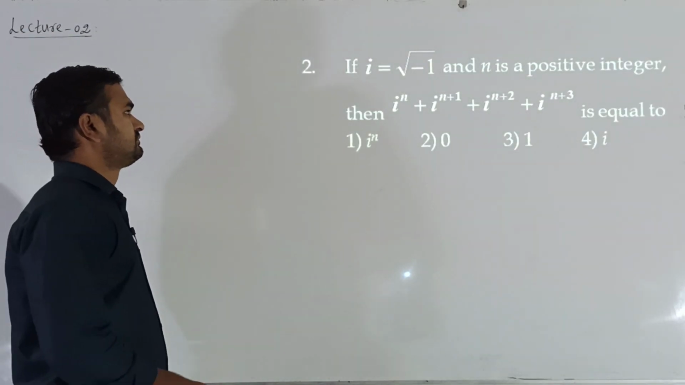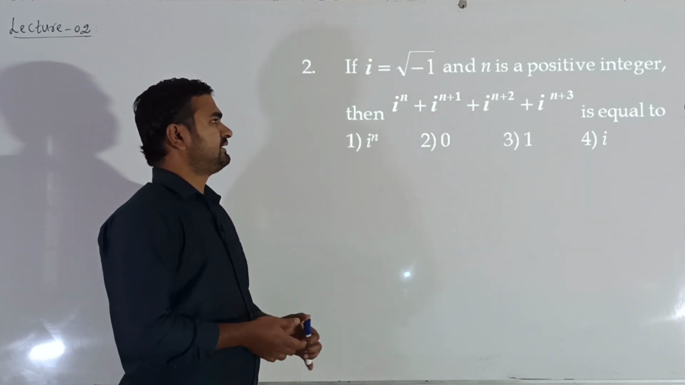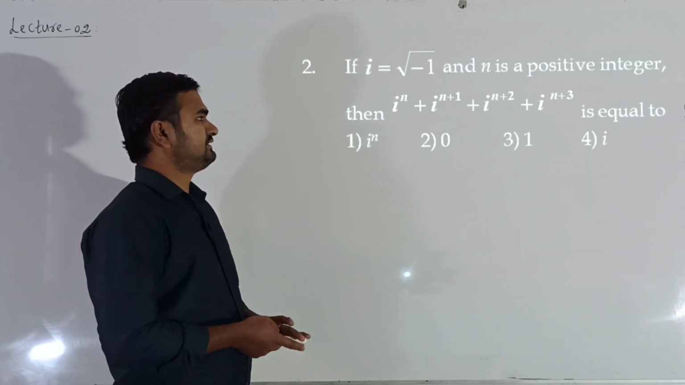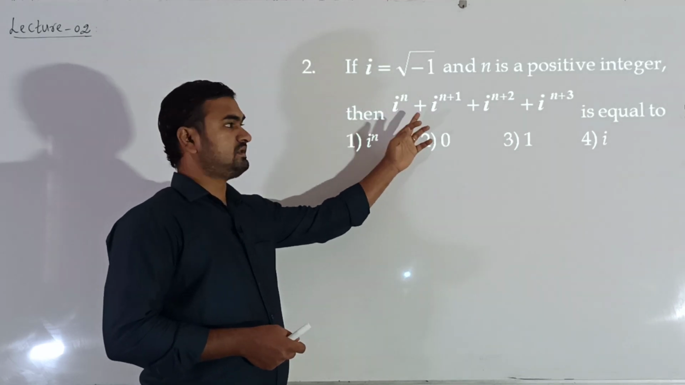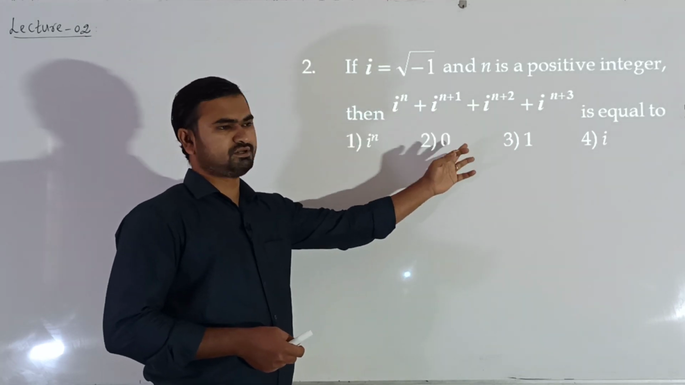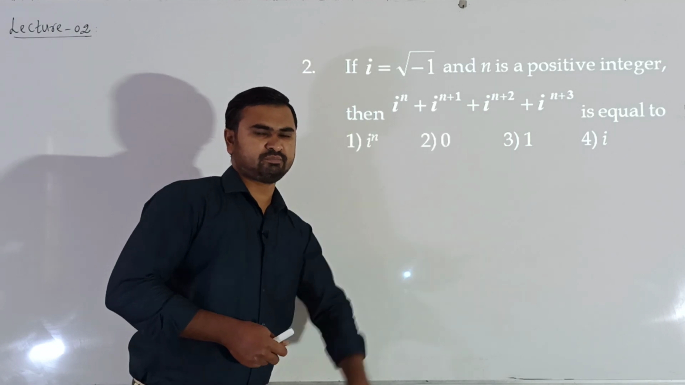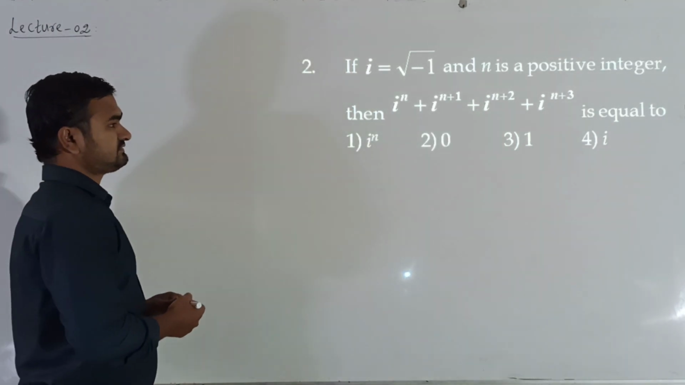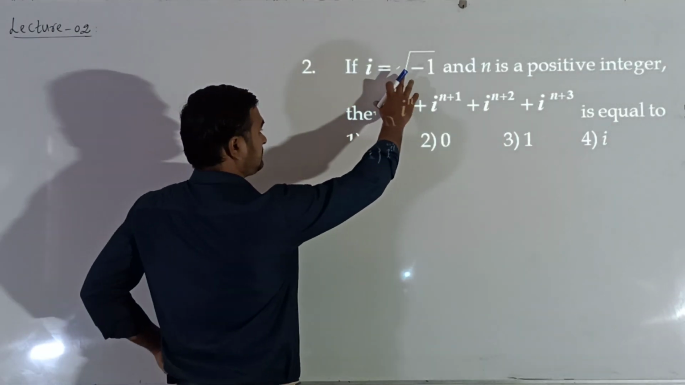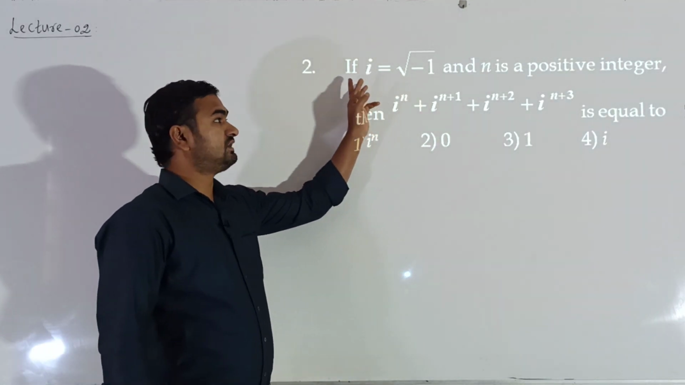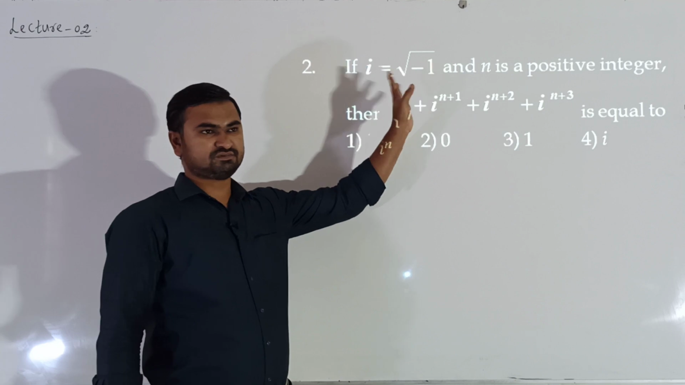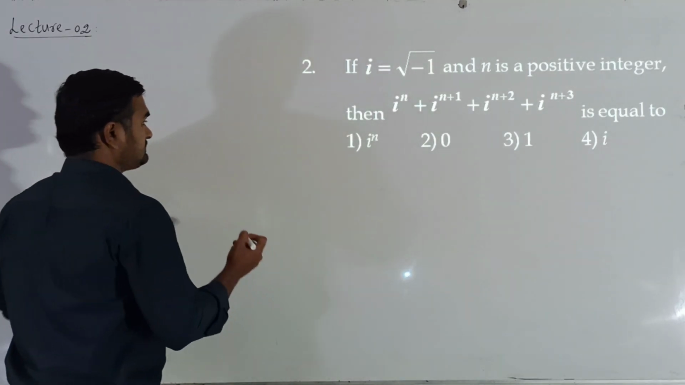Question number 2. If i equals square root of minus 1 and n is a positive integer, then what is the value of i^n + i^(n+1) + i^(n+2) + i^(n+3)? So you have to evaluate this value where i is square root of minus 1. Whether it is mentioned or not, we know i is always square root of minus 1, and here n is a positive integer.